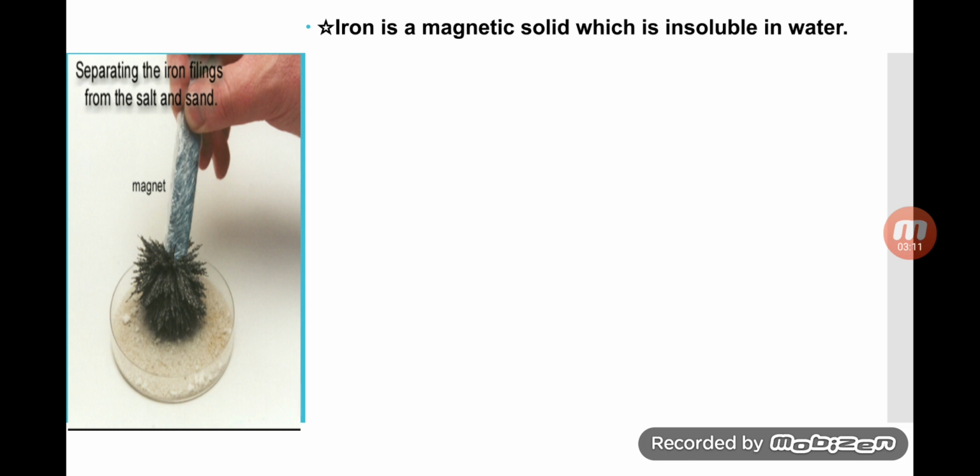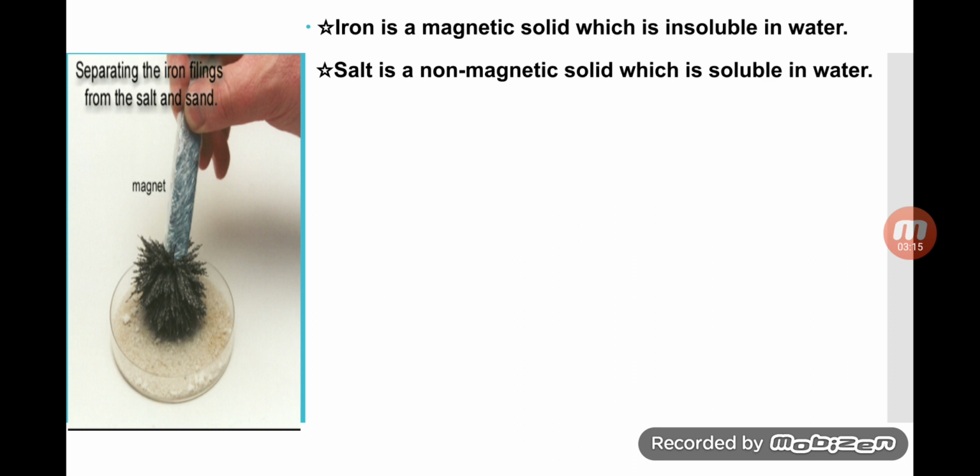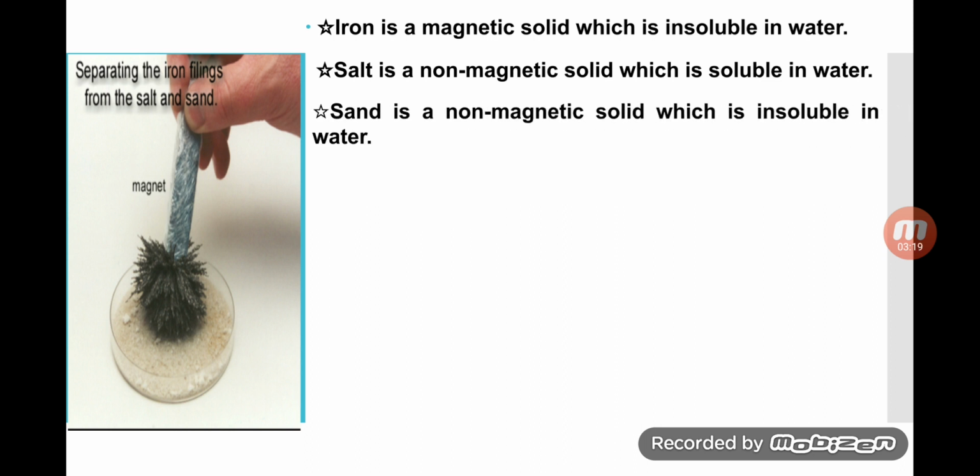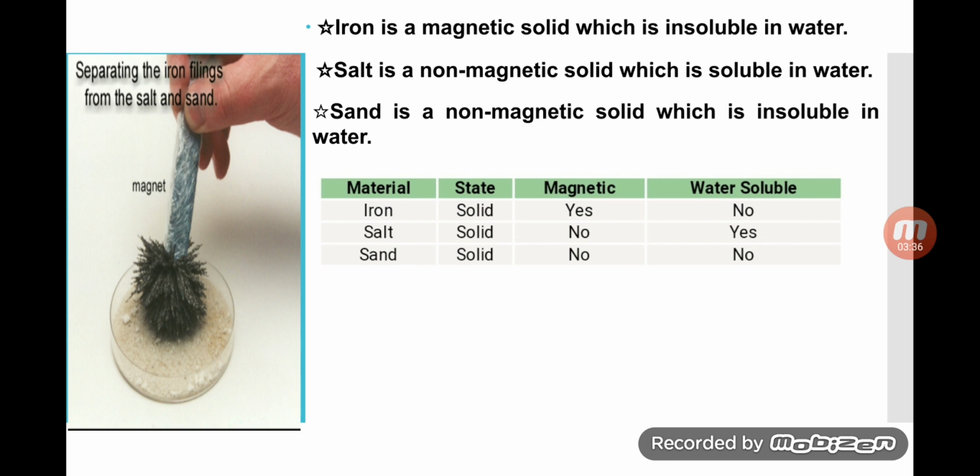Iron is a magnetic solid which is insoluble in water. Salt is a non-magnetic solid which is soluble in water. Sand is a non-magnetic solid which is insoluble in water, meaning only salt can be dissolved in water and iron can be separated out with the help of a magnet. You can see the chart, which one is soluble, which one is a magnetic material.